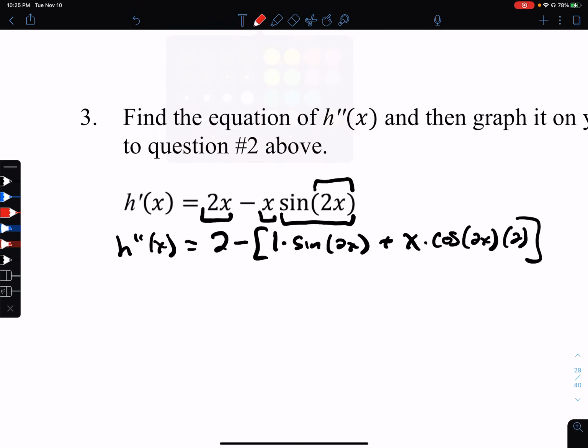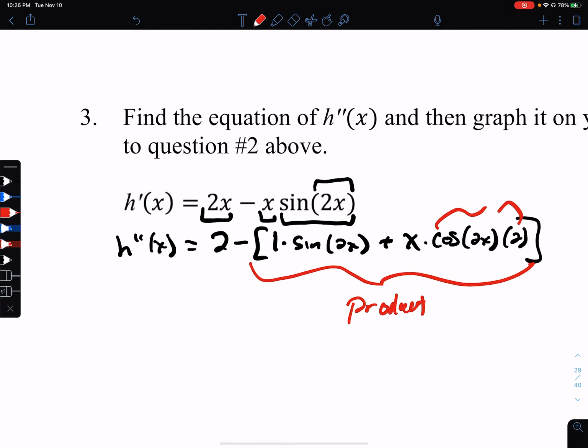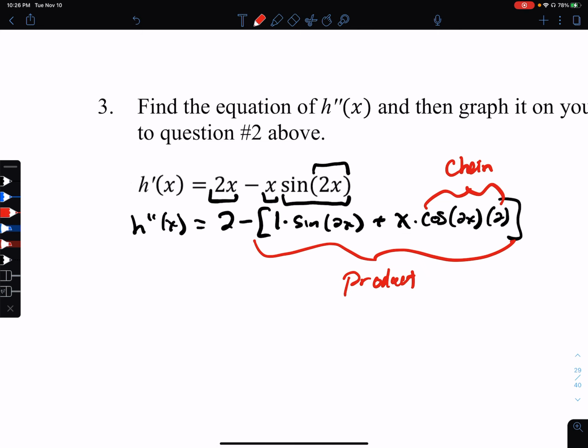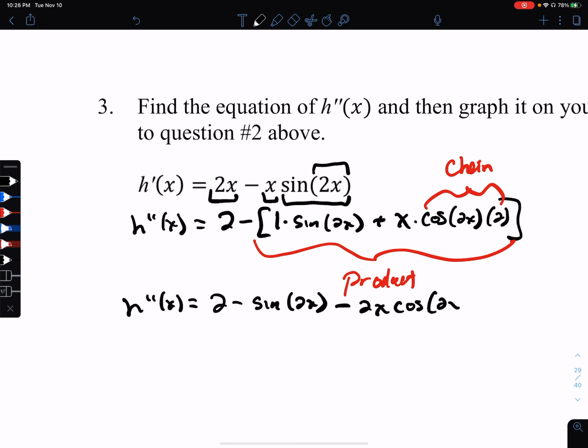So to be clear, this is not part of your work, but this was the product rule. Just writing this for your notes. And this part right here was the chain rule. Simplifying my signs a bit here. And I could say that h double prime is equal to 2 minus sine of 2x minus 2x cosine of 2x.